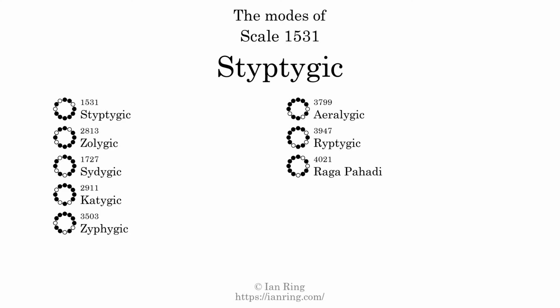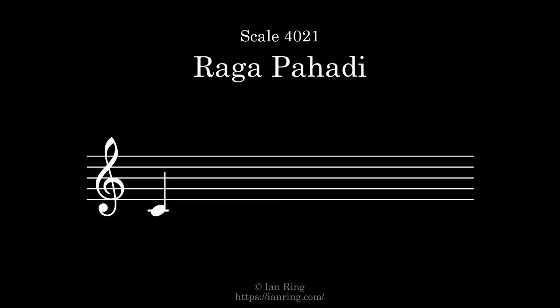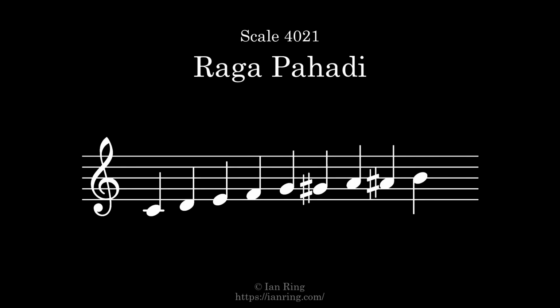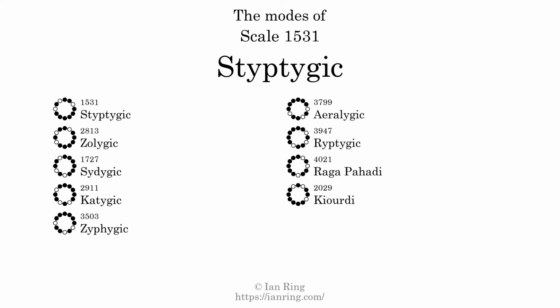The eighth mode is scale 4021, also known as Raga Pahadi. It sounds like this. The ninth and last mode is scale 2029, also known as Kailadi. It sounds like this.